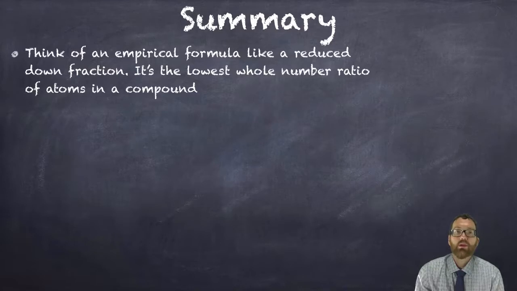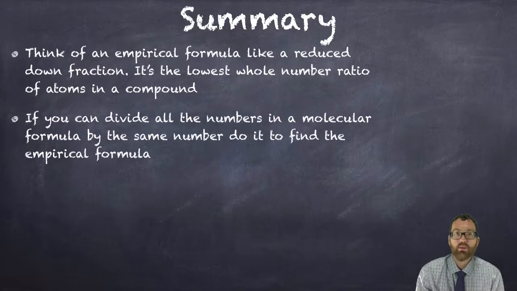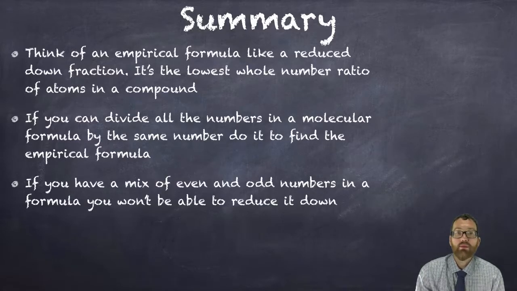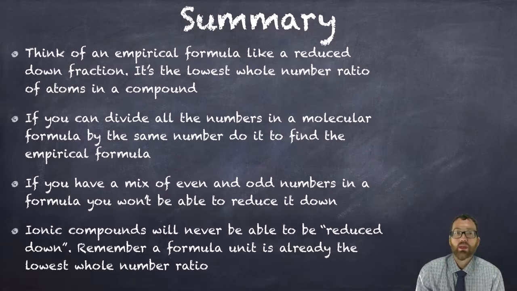You can think of an empirical formula like a reduced down fraction. It's the lowest whole number ratio of atoms in a compound. If you can divide all the numbers in a molecular formula by the same number, do it and find the empirical formula. And if you have a mix of even and odd numbers in a formula, you probably won't be able to reduce it down. And ionic compounds will never be able to be reduced down. Remember, a formula unit is already in its lowest whole number ratio. So if you see a metal bonded to a nonmetal and they're asking you for the empirical formula, it is already in its empirical formula.